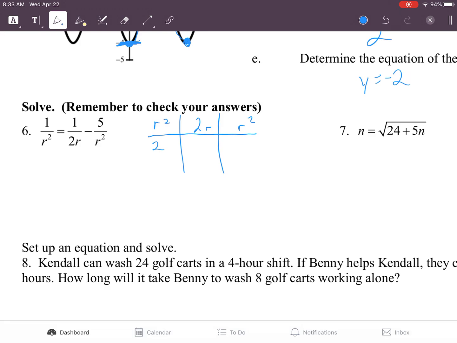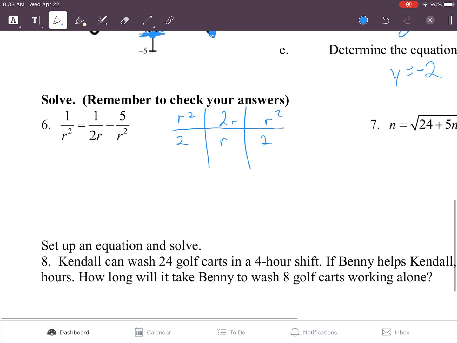The next part, we got 2r. It has a 2 that nobody else has, but it only has 1 r, so it needs another one. And lastly, the last r squared also needs a 2. We're going to multiply the numerators that we have by what was missing.